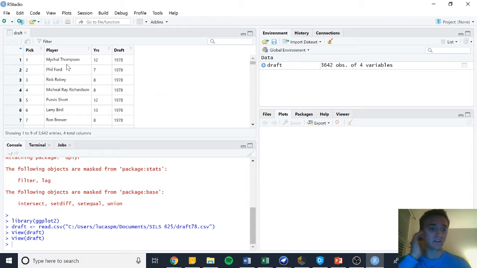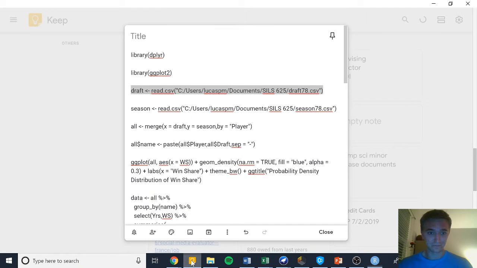So this data set here in particular is each draft. First of all, the pick they were taken at, their name, and then how many years they played in the NBA, which will come up many times later. And then draft is the year that they were taken in the draft.